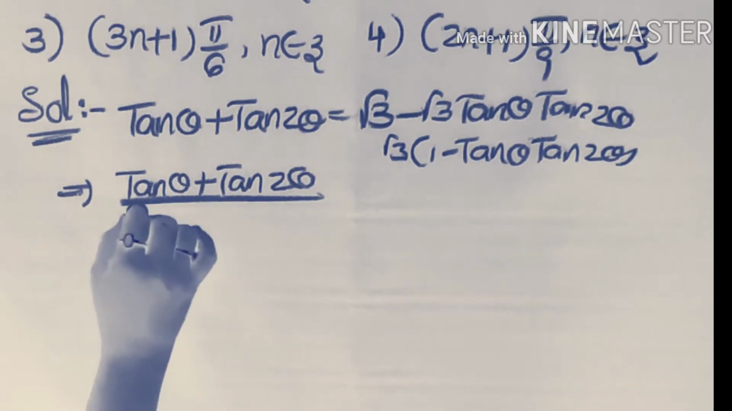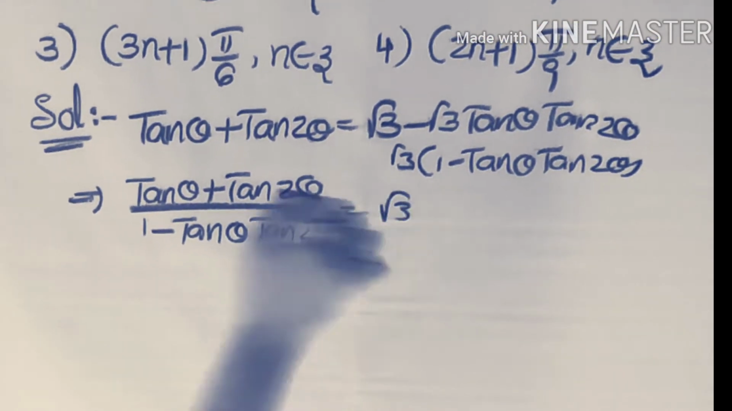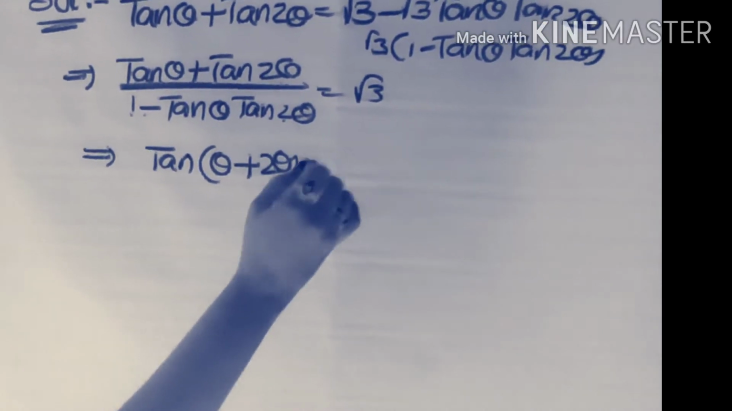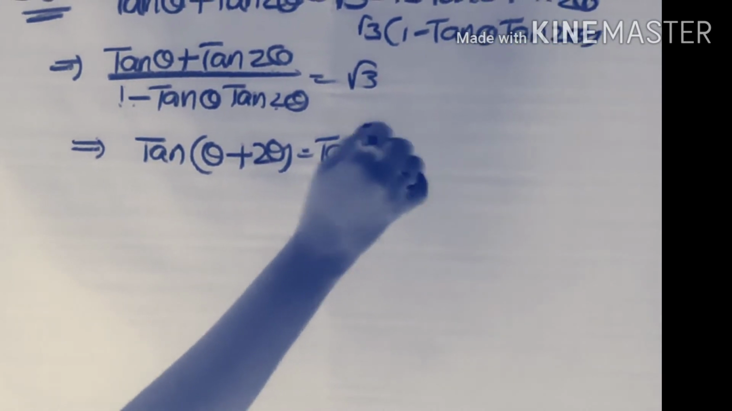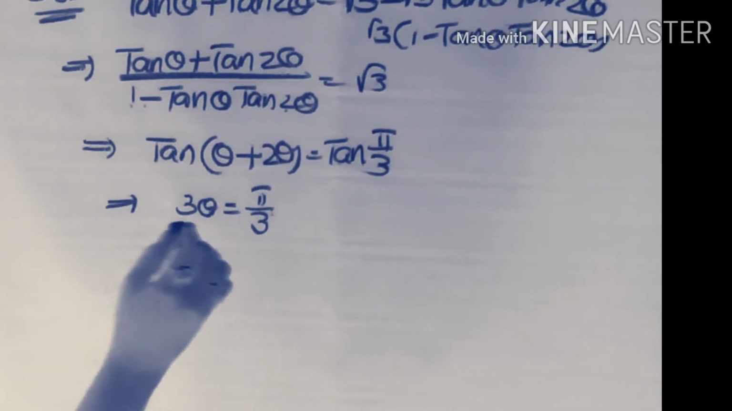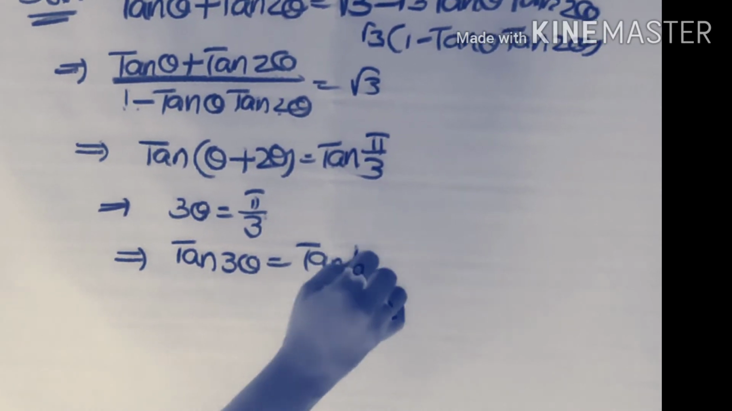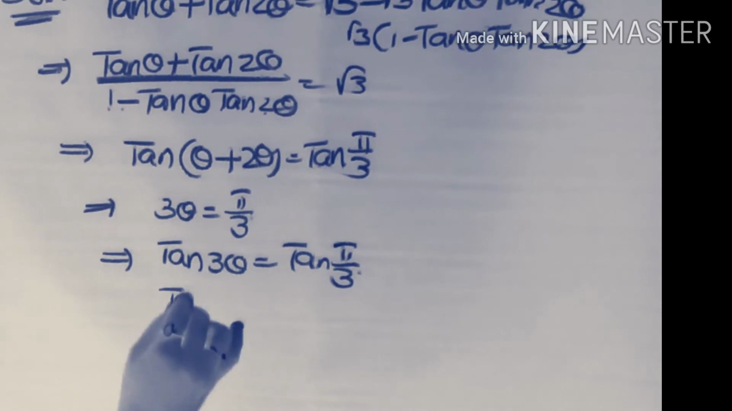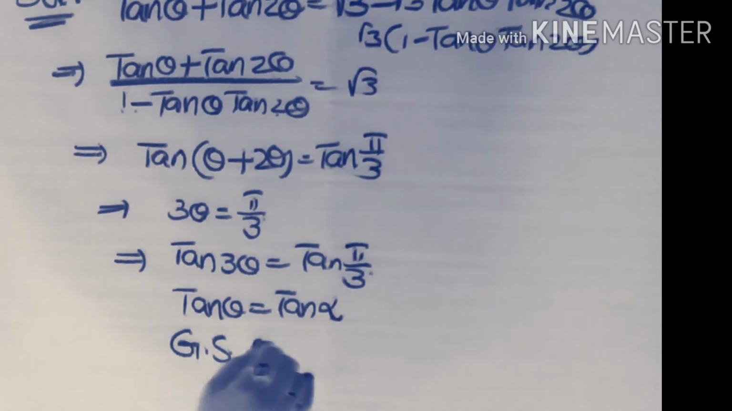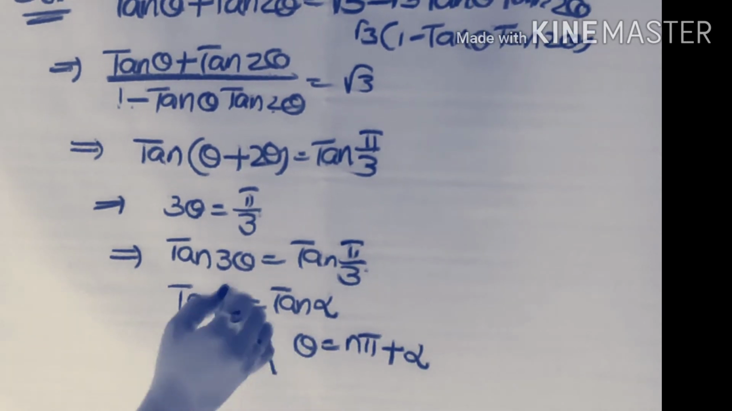That is, tan theta plus tan 2 theta by 1 minus tan theta into tan 2 theta is equal to root 3. Now this is in the form of tan A plus tan B by 1 minus tan A tan B, which is tan of A plus B, that is tan of theta plus 2 theta is equal to root 3. Root 3 is equal to tan of pi by 3. That is, tan 3 theta is equal to tan pi by 3. Now taking the general solution to this, which is in the form of tan theta is equal to tan alpha, the general solution is theta is equal to n pi plus alpha.